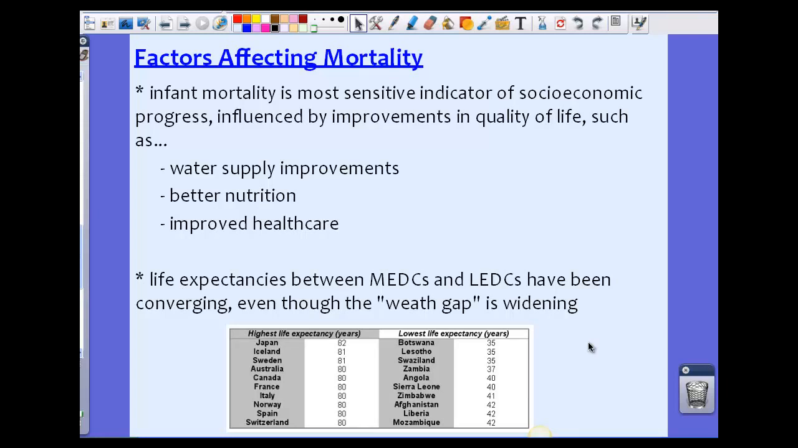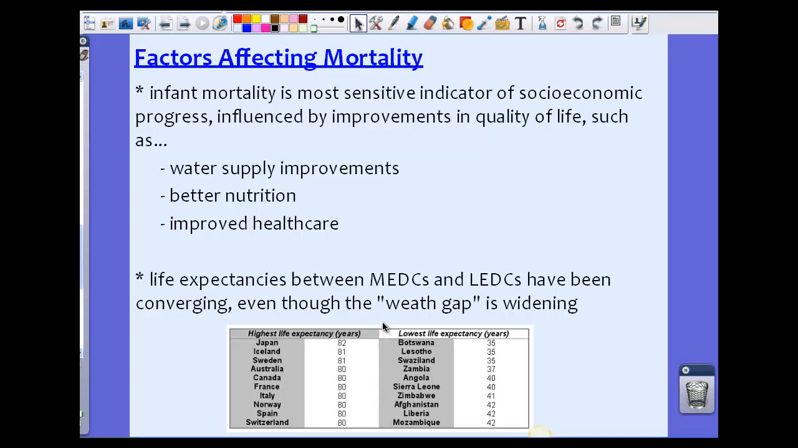Now, life expectancies between MEDCs and LEDCs actually have been converging. They've been coming closer together, even though the wealth gap is widening. Between the MEDCs and LEDCs, we see a large wealth gap. There is much more money in the MEDC countries than in the LEDC countries.